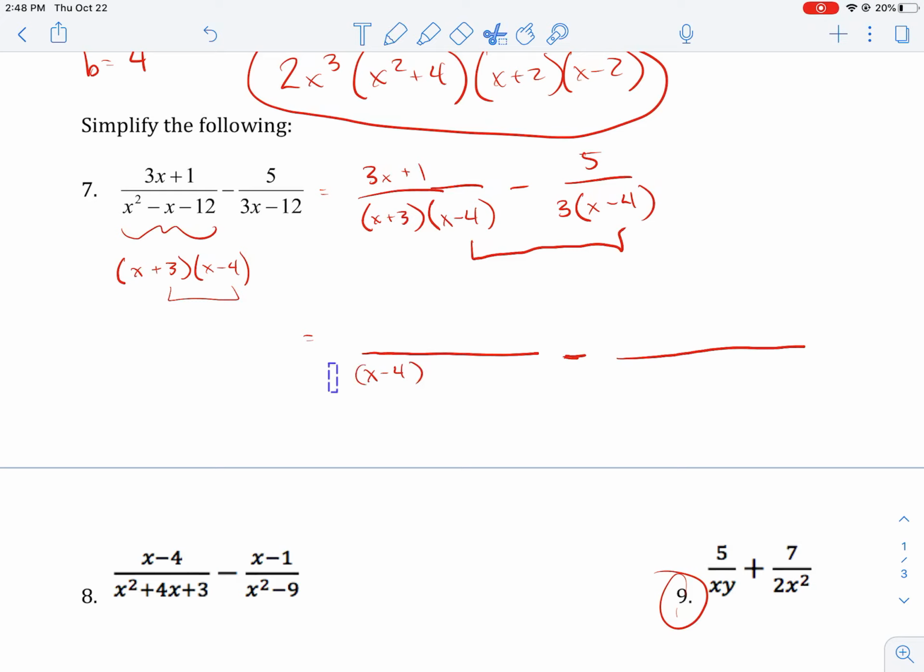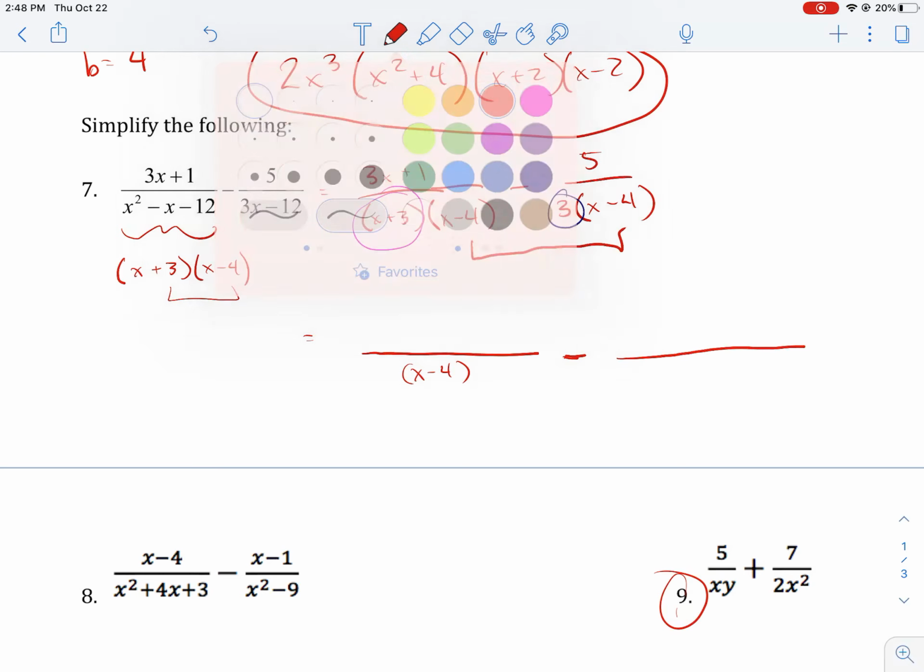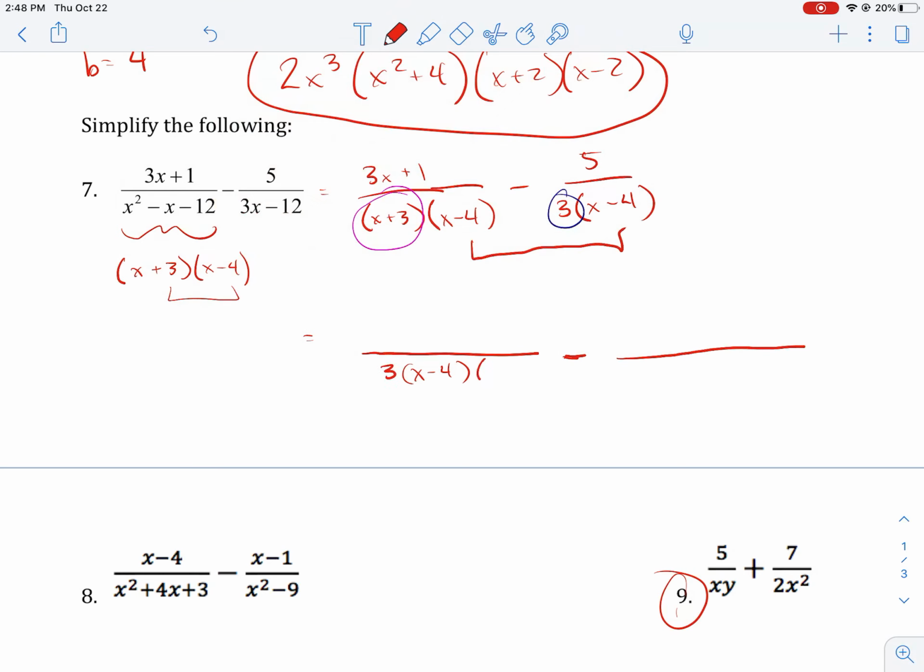And actually, let me move this over. Well, on the right side, we're missing an x plus 3. And on the left side, we're missing a 3, which means in order to fully have a common denominator, I need to multiply by all 3 pieces. So this side is also going to be 3 times x minus 4, x plus 3. Now I need to multiply with whatever pieces we're missing.